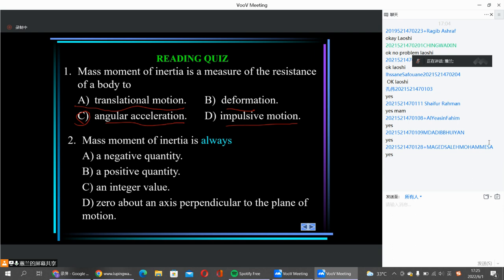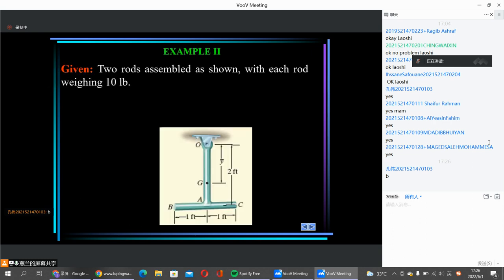The mass moment of inertia is always positive, negative, an integral value, or 0 about an axis perpendicular to the plane of motion. Which one? According to the definition, it's an integration, right? So it will always be positive. So, yeah, thank you, B.